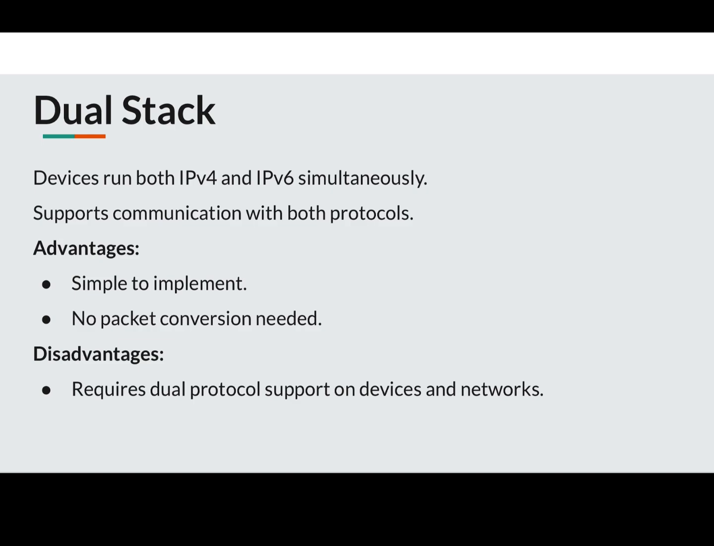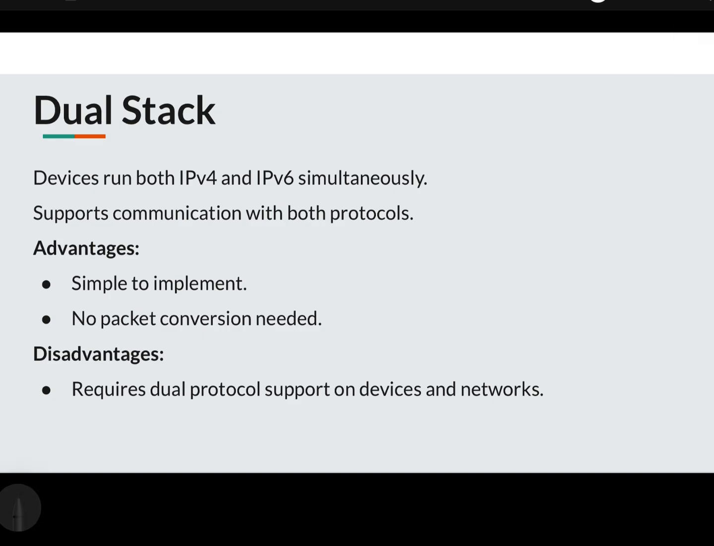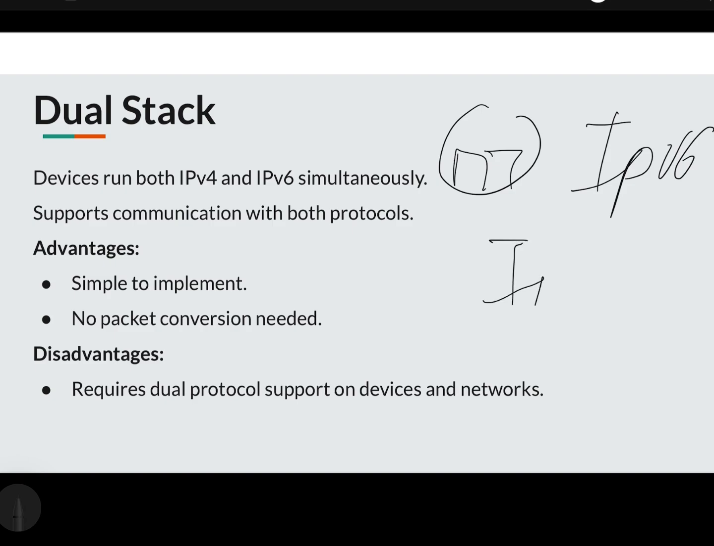How does it work? Devices are configured with both IPv4 and IPv6 addresses. So, for example, we have a device. Inside the device, we have two protocols. If the destination supports IPv6, the device uses IPv6, which is preferred. If the destination is IPv4, IPv4 is used. Dual stack eliminates the need for conversion or encapsulation, as both protocols work natively.